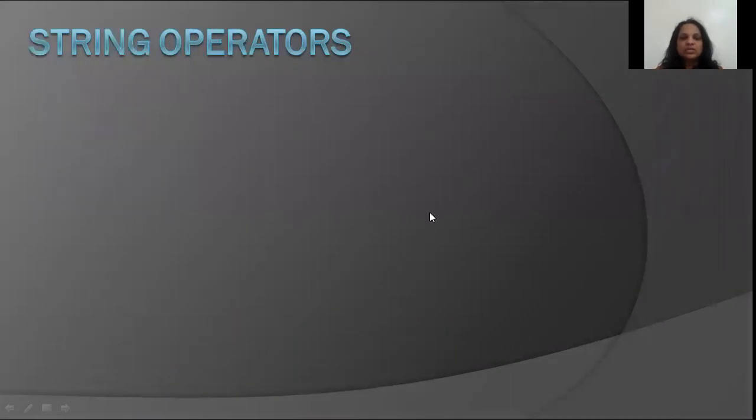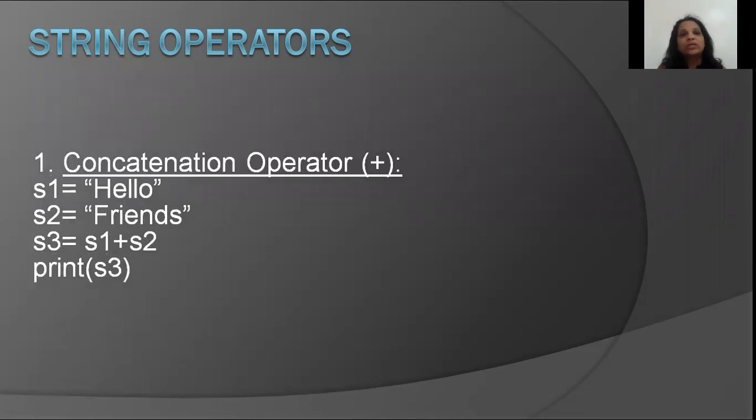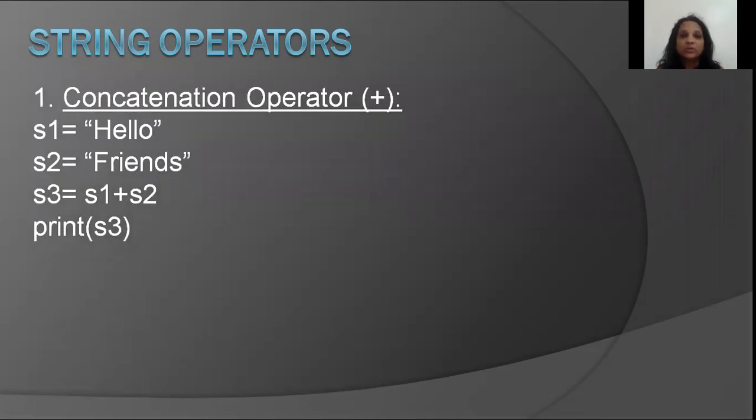Next, we are going to learn what the string operators are. Operators means what? When we have numbers, what are the operations you can do with numbers? Addition, subtraction, multiplication, division, whatever. So can we do some operations on strings? Yes. The first one is called the concatenation operator. It's represented by plus. Now remember, plus has two roles. When plus is used with numbers, it is addition. When plus is used with strings, it's concatenation. What does the word concatenate mean?